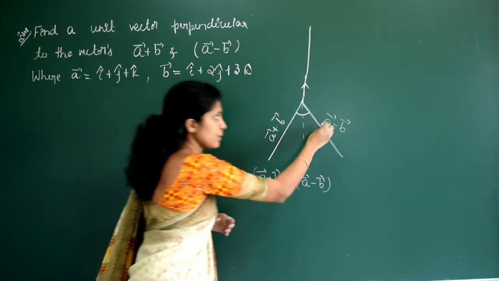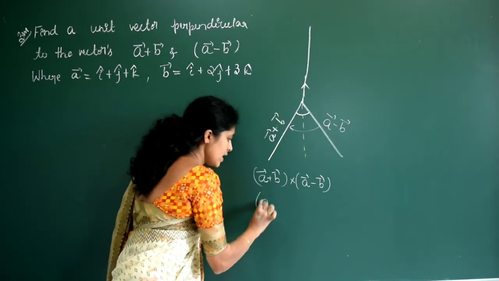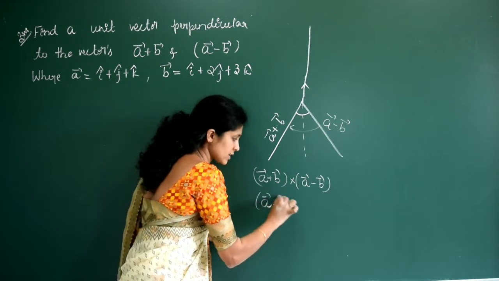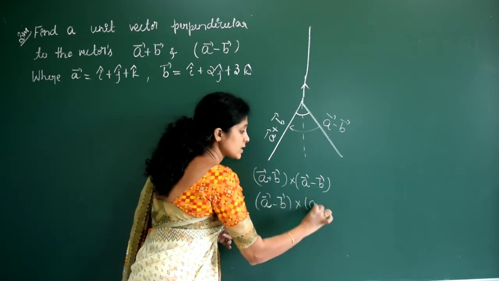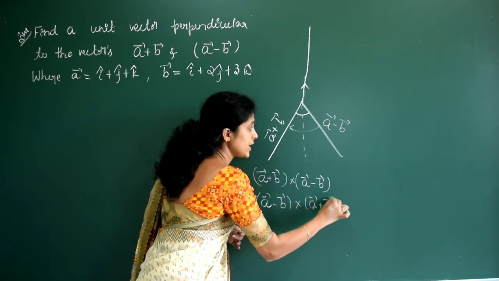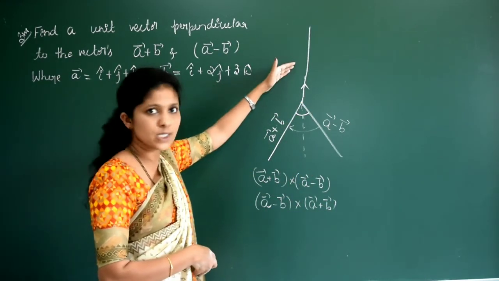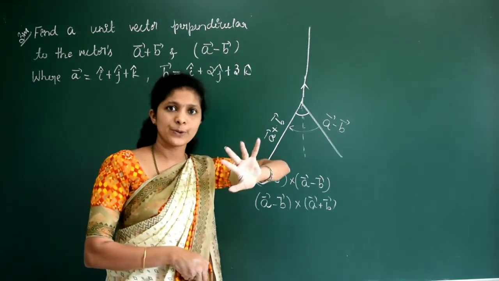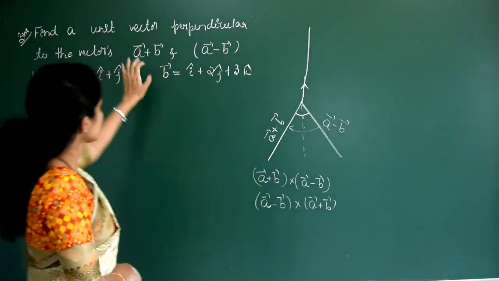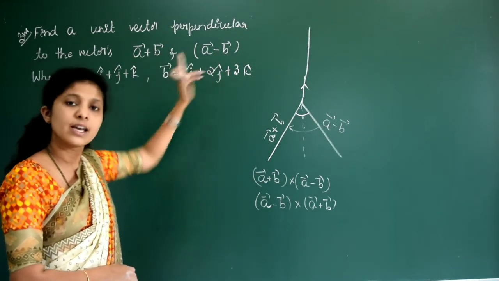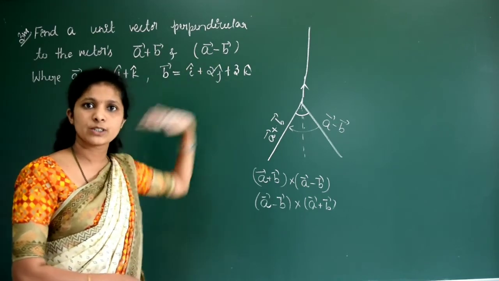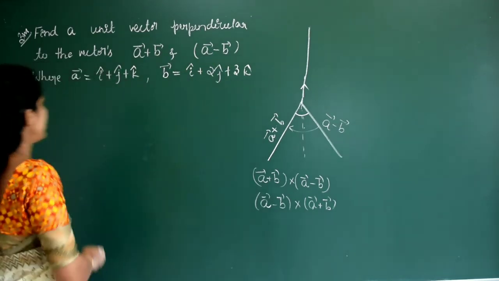If I consider from here to here, this is now A vector minus B vector cross A vector plus B vector. So the unit vector will be in the opposite direction to this one. Is it clear? To find the unit vector perpendicular to these two vectors, we need to find the cross product of these. Is it clear? Let us find it.